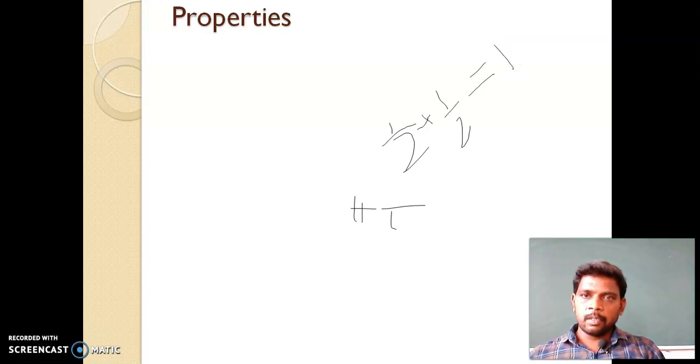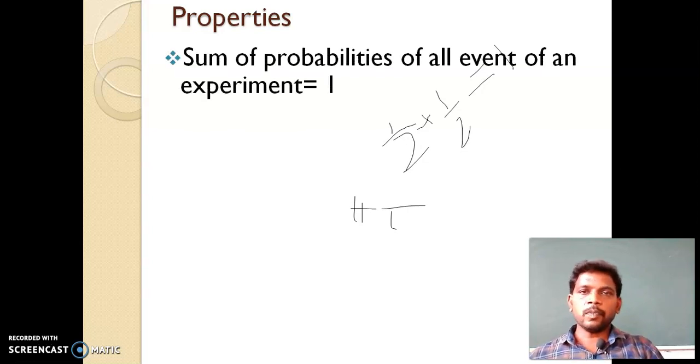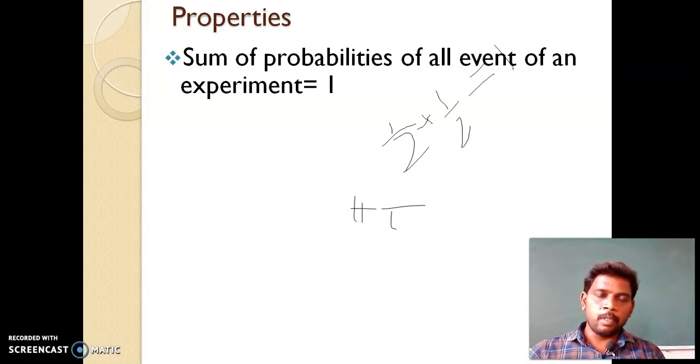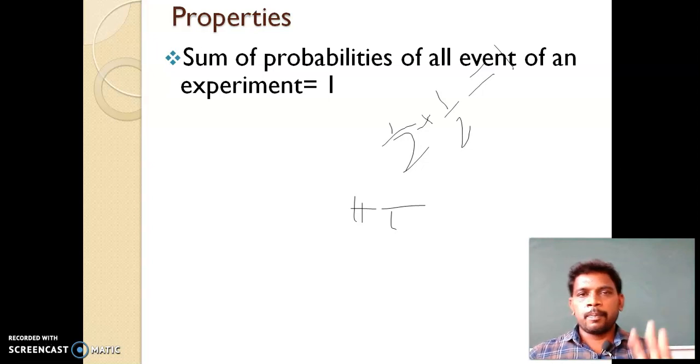So from here, we can derive one property, that is: the sum of probabilities of all events of an experiment is equal to 1. If you take any one experiment, list out all the possible outcomes, find the probability of each one and add everything, the result will be 1 definitely. We can check with any other experiment.